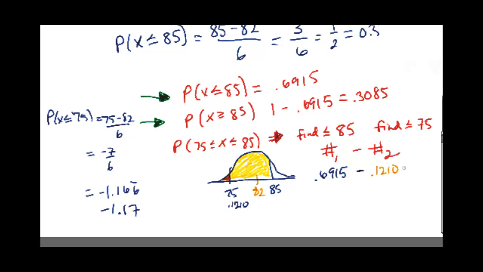Now, if I take the 0.1210 that I just shaded in and subtract it from the other, I'm going to get, let's see, 0.6915 minus 0.1210 equals 0.5705. I guess I should write it in yellow, the yellow region, that's right there. That matters, in between. So we found both and took the difference.